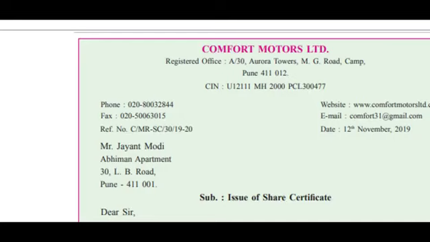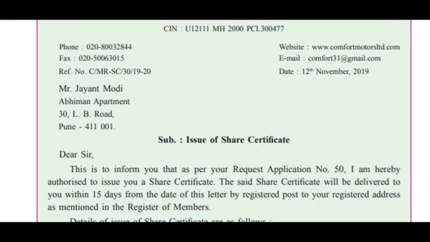Below that, you have got receiver's address, to whom you are sending the letter. Here, Mr. Jayant Modi, Abhiman Apartment, 30 LB Road, Pune 411001. Okay, now coming to the main part, subject of the letter. This should be written in the center. You have to slightly make it bold. Try to underline it so that it should be seen. The moment your examiner sees your letter, everything should be properly highlighted. Here, you have to highlight the subject, issue of share certificate.